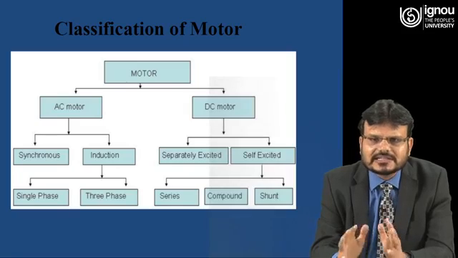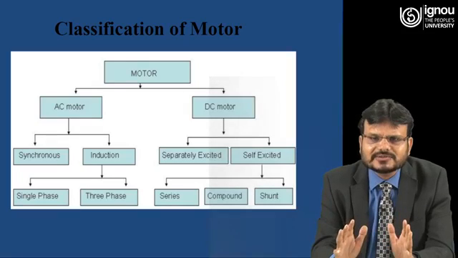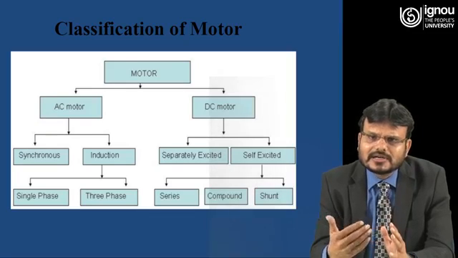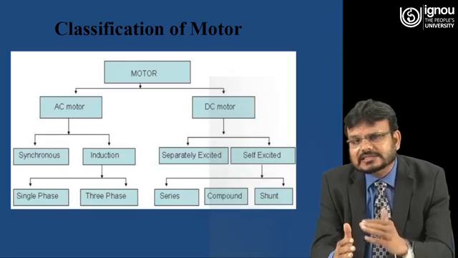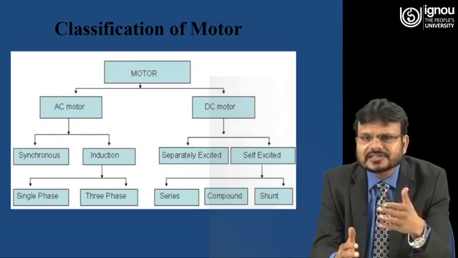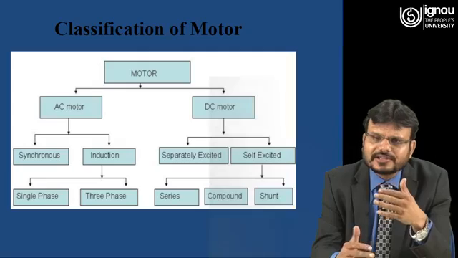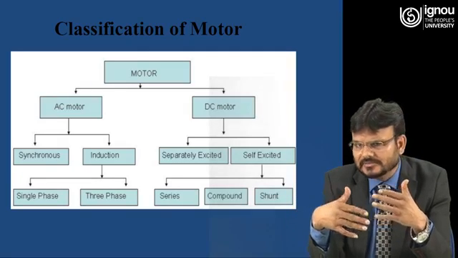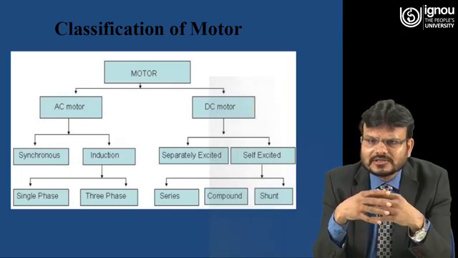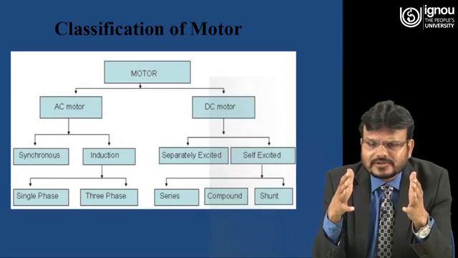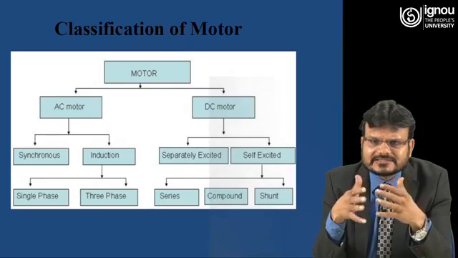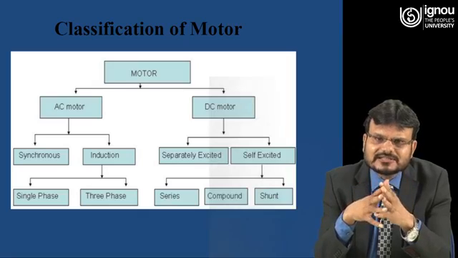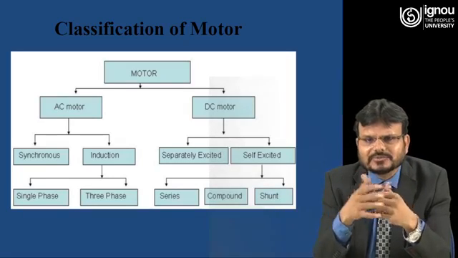Then this self-excited motor can again be classified as series motor, shunt motor, and compound motor. How are these series, shunt and compound motors classified? It is classified on the basis of how the field winding is connected with the armature winding. If the field winding is connected in series with the armature, then it is called a series DC motor. If the field winding is connected in parallel with the armature, then it is called a shunt motor. If both windings are there, series and shunt, then this type of motor is called a compound motor. The compound motor can again be classified as differentially compound motor and cumulative compound motor.